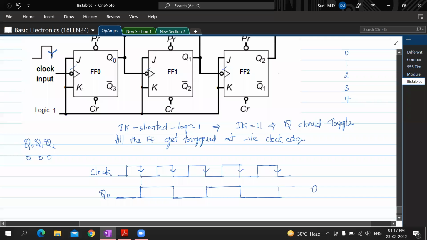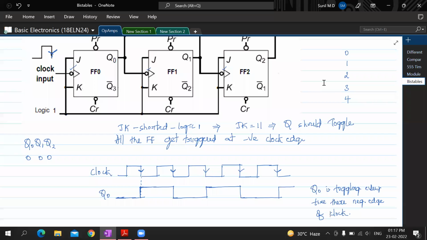So that means Q0 is toggling every time there is a negative edge of the clock. Every time there is a neg edge of clock, Q0 toggles. Is this understood now, everybody?